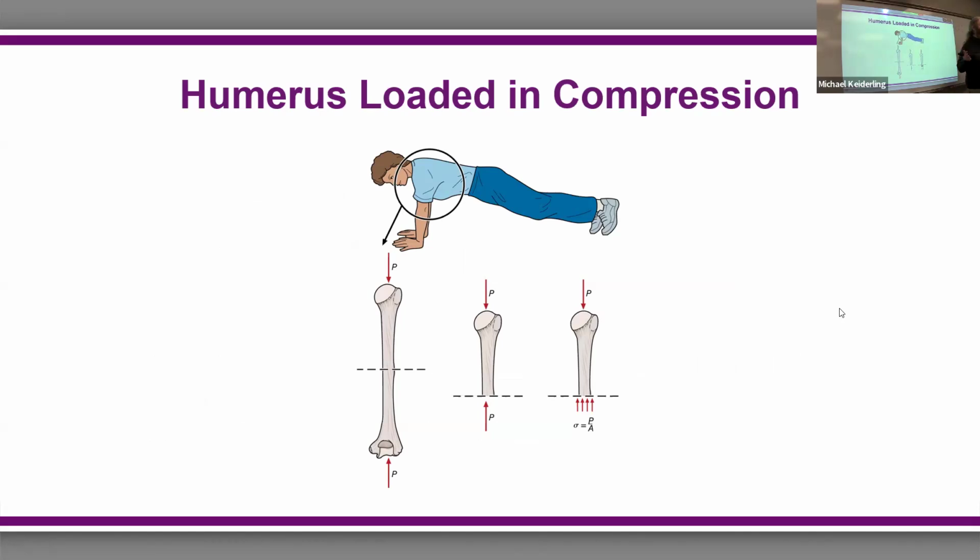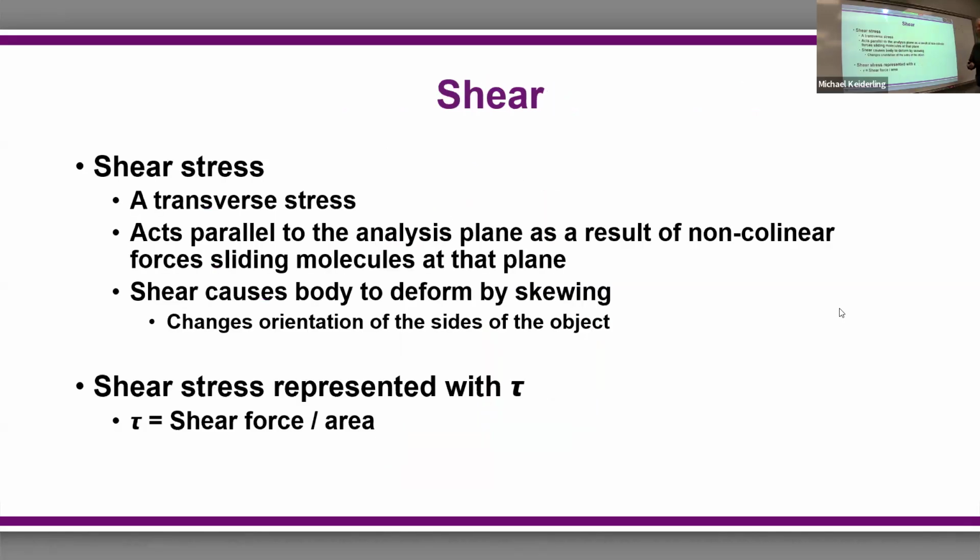Bones, for example, are strongest in compression. A lot of things out there are very strong in compression but not tension, or vice versa. Some things are strong in both.